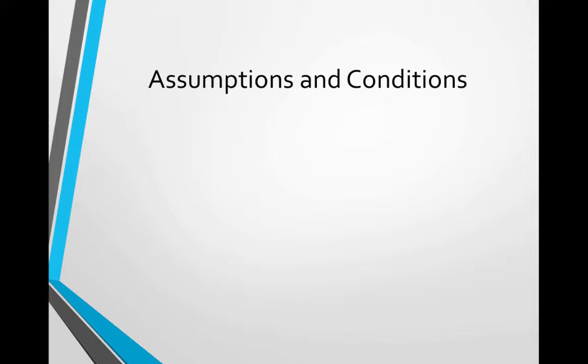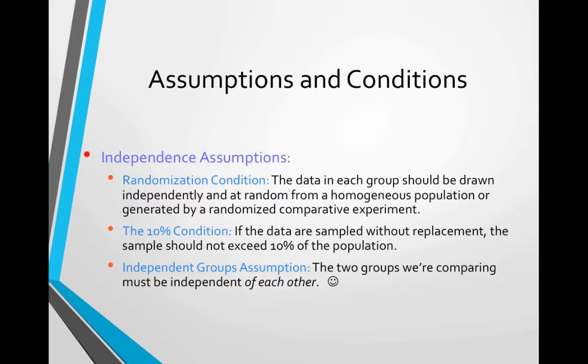Assumptions and conditions. Whenever we do a confidence interval or a hypothesis test, this only works in specific conditions. So we need to check those. They really have not changed. For the independence assumption, we have the randomization condition. That is the same. The data in each group should be drawn independently and at random. Then we have the 10% condition. If the data are sampled without replacement, the sample should not exceed 10% of the population.